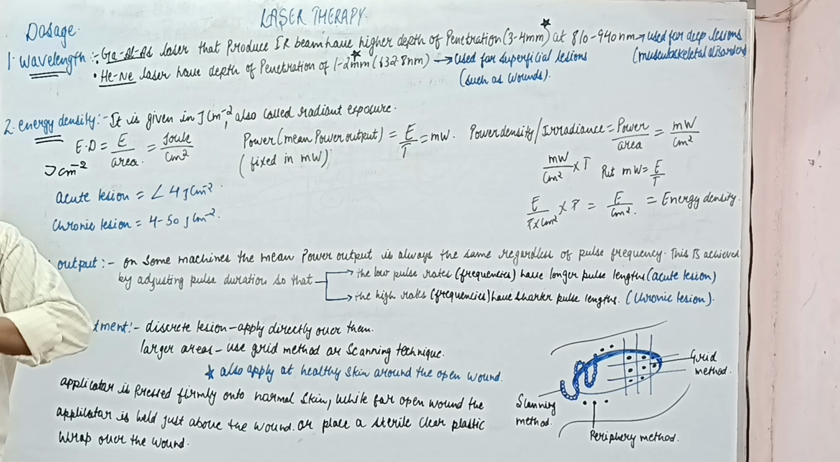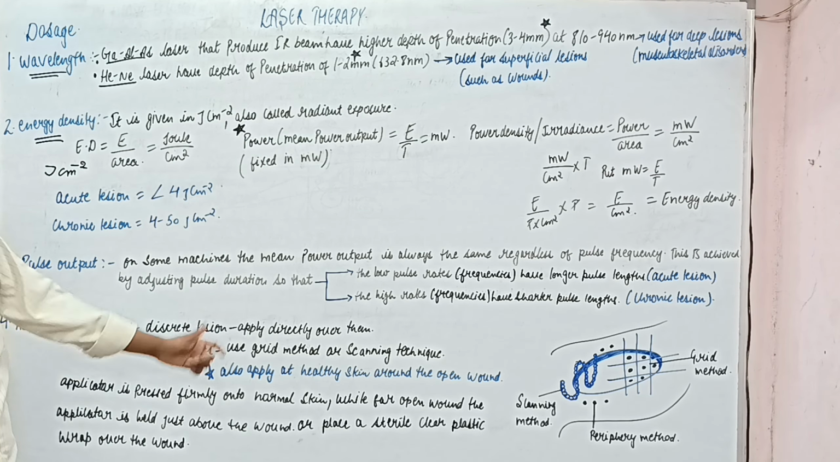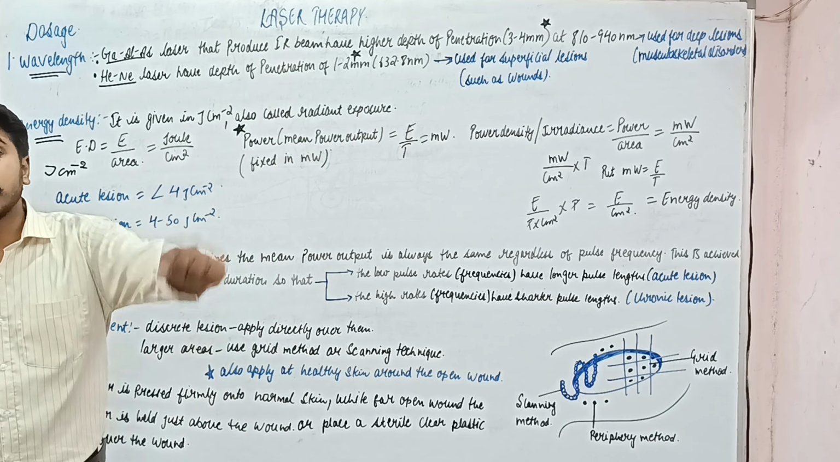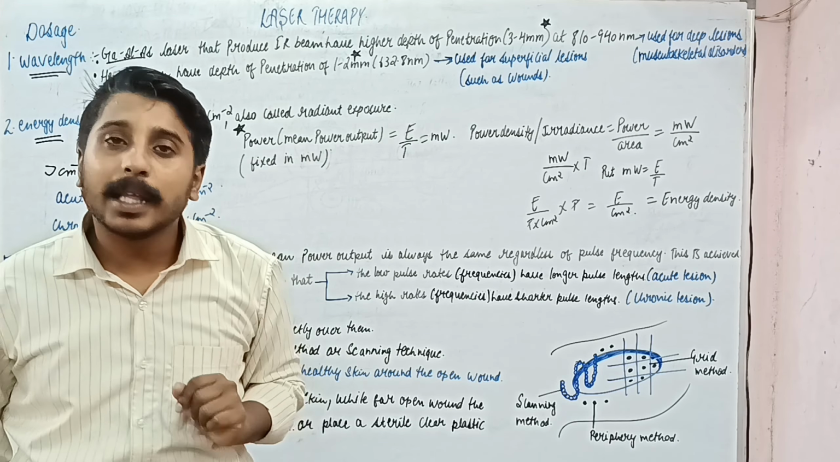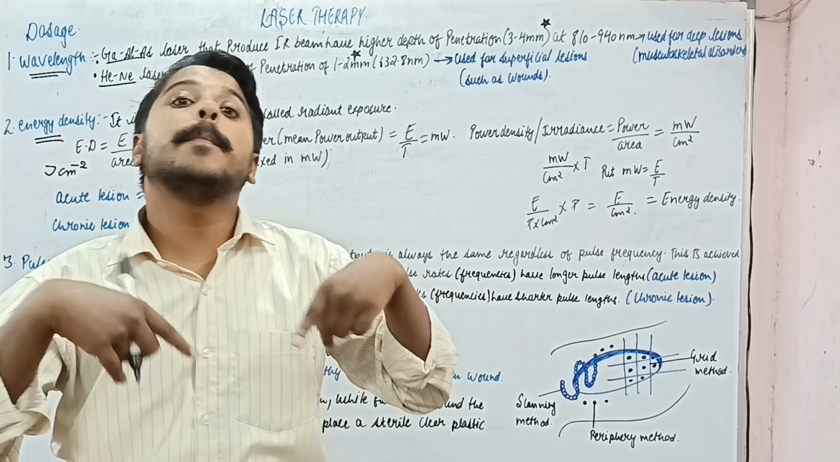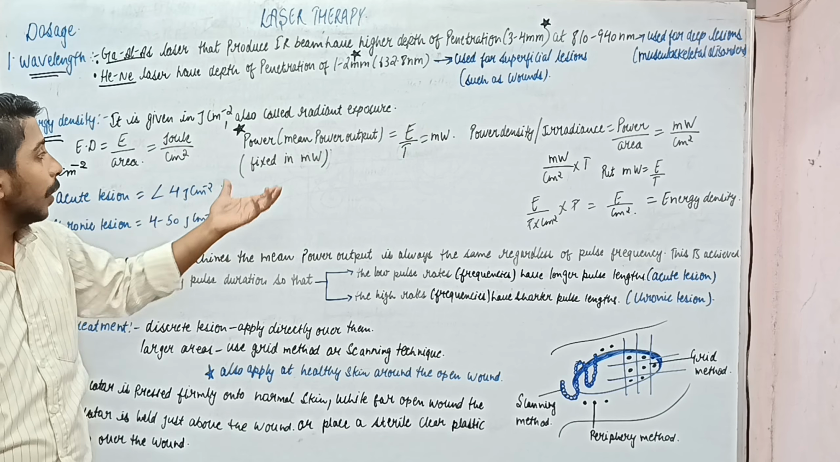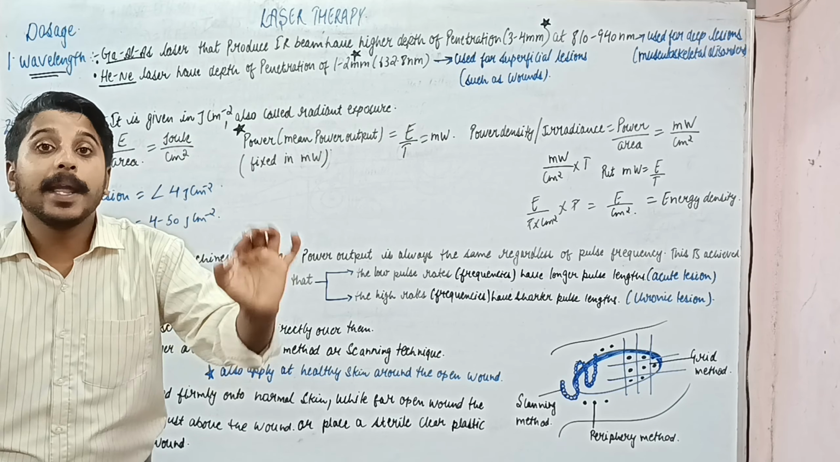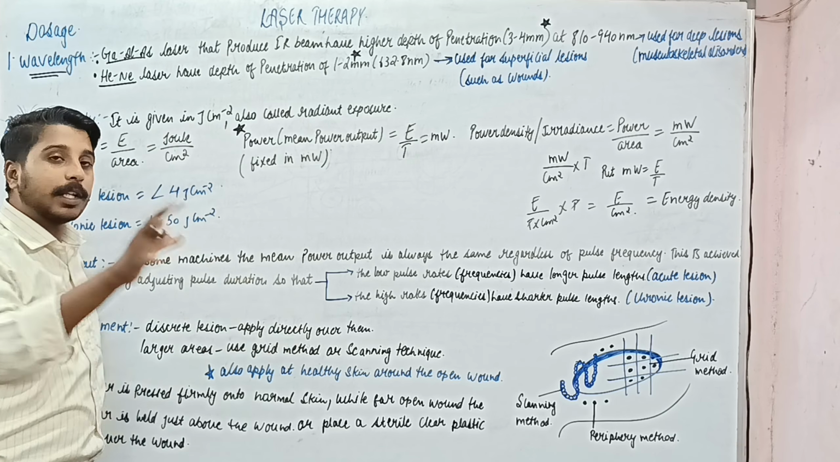This is a very important part: the mean power output, which is in milliwatts, is fixed. In our next point we will study that even if we are using pulsed output, the total power or the mean power output remains the same, which means this mean power output is fixed.